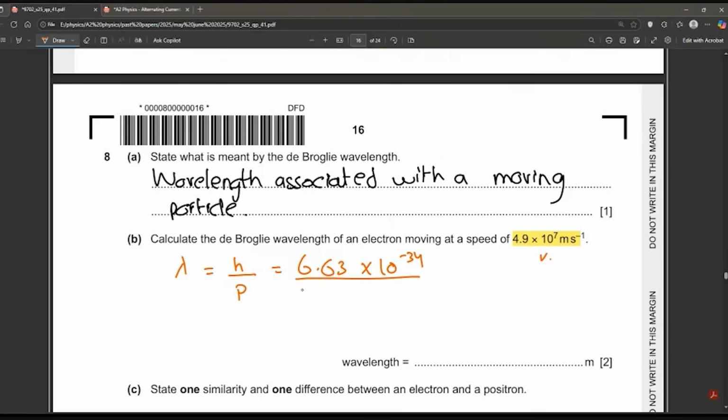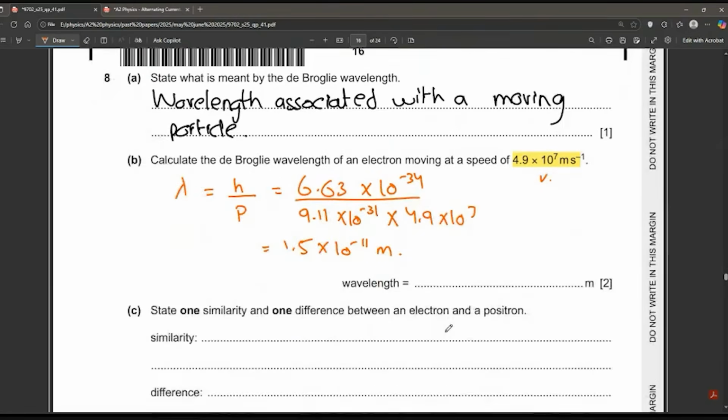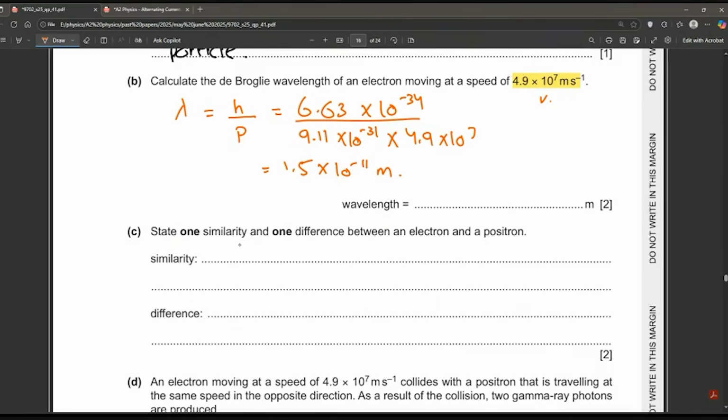What will be the value of momentum? The mass of electron 9.11 into 10 raised to the power of minus 31 into the velocity that is 4.9 into 10 raised to the power of 7. Can you calculate the de Broglie's wavelength? Yes, 1.5 into 10 raised to the power of minus 11 meter is your de Broglie's wavelength. Okay, let's further move ahead.